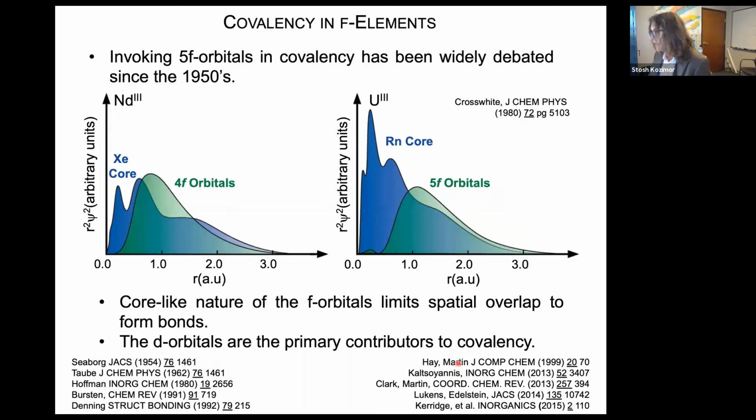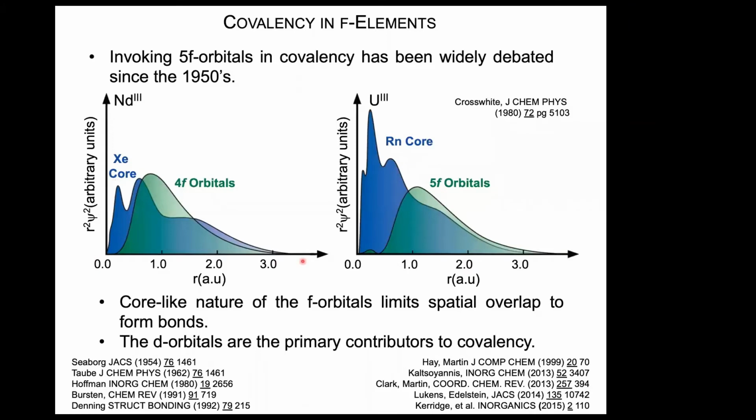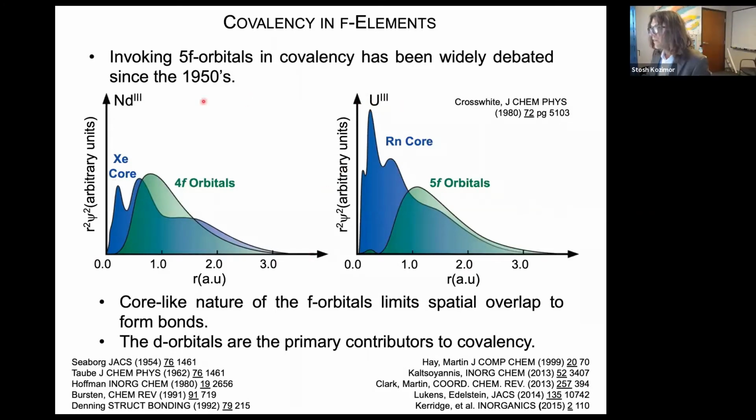The other thing I've done is I've tried to summarize what I think the community believes with these two graphs that come out of this Cross white paper from 1980. In these graphs, I'm plotting the radial distribution of the valence orbitals and then the core orbitals as a function of distance from the nucleus. I've done this for uranium in the +3 oxidation state, and then I've also done it for the lanthanide that's right above uranium.